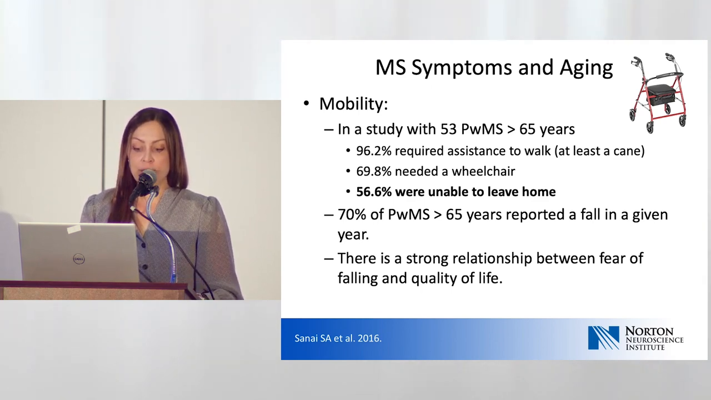We also know that 70% of people with MS over the age of 65 reported a fall in the last year. And that people who are older are more likely to be injured from falls. Importantly, something I hear a lot from my patients is there's this fear of falling. Even if they haven't fallen, there's a fear they're going to fall. And we know that that can really impact the quality of life because they're afraid to go out. They're afraid to do things.